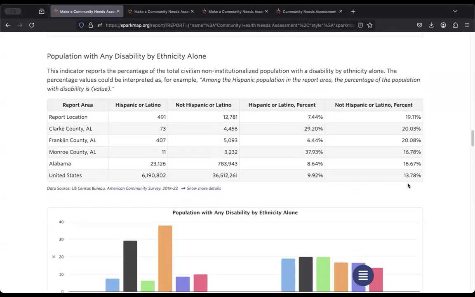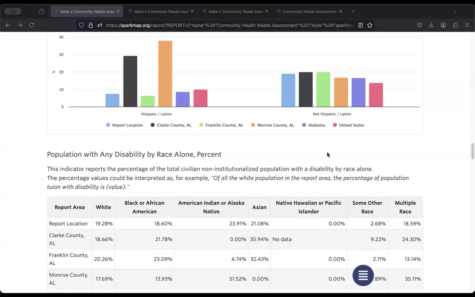So we get into some ethnicity. We do have things broken out by Hispanic or not Hispanic. If you're not aware, those are the two major ethnicities that data are usually broken out by, either Hispanic or Latino or not Hispanic or Latino. So we can see what that looks like here. We can see the comparisons between our counties, and it does look like Franklin County has a slightly larger Hispanic population, again, that's experiencing disability. So that could be something that we look into.